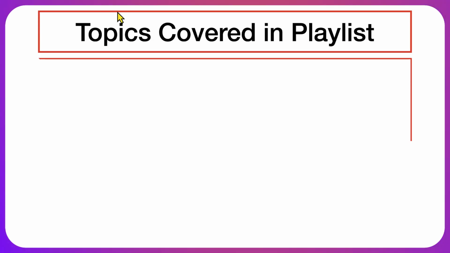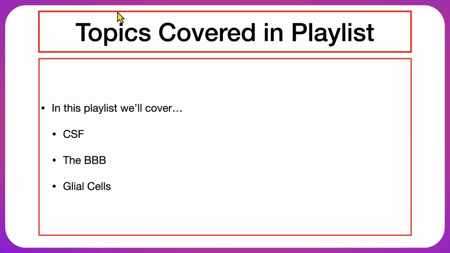So what are we going to cover in this playlist? In this playlist, we're going to cover three main big topics. We're going to talk about the physiology of the cerebrospinal fluid, the physiology of the blood-brain barrier, and the physiology of glial cells. And we'll have a bunch of videos talking about different topics in these three.